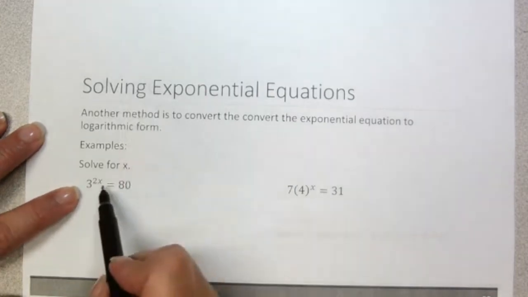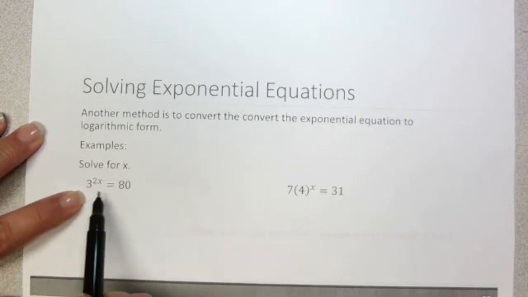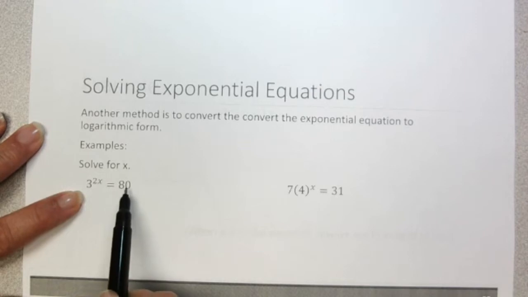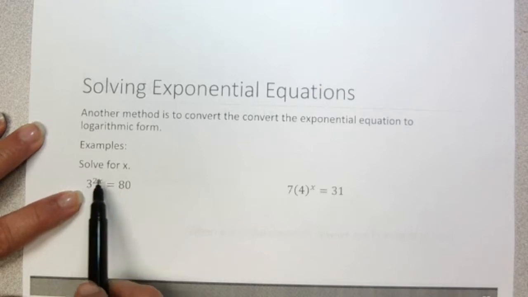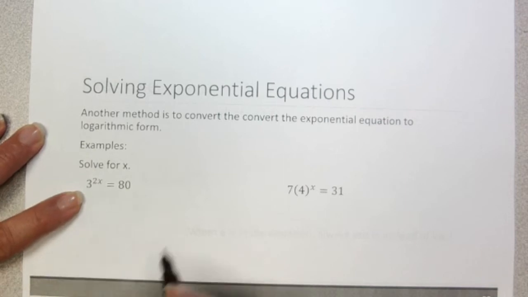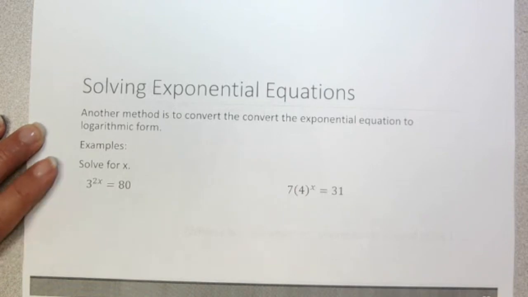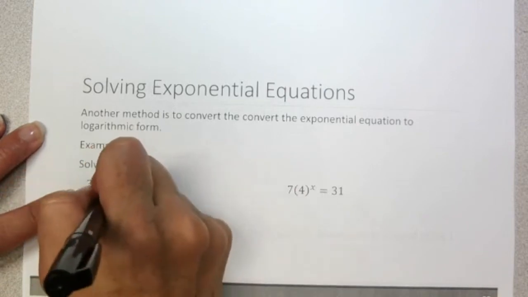All right, here in this example, 3 to the 2x equals 80. I can't think of the same base that I could write 80 as an exponential expression with, and then 3 to the 2x. In fact, it'd have to be base 3. I could do 3 to the 4th, but that's not 80, that's 81. So I can't do that. So I'm going to use this second method of converting this exponential equation into a logarithmic equation.